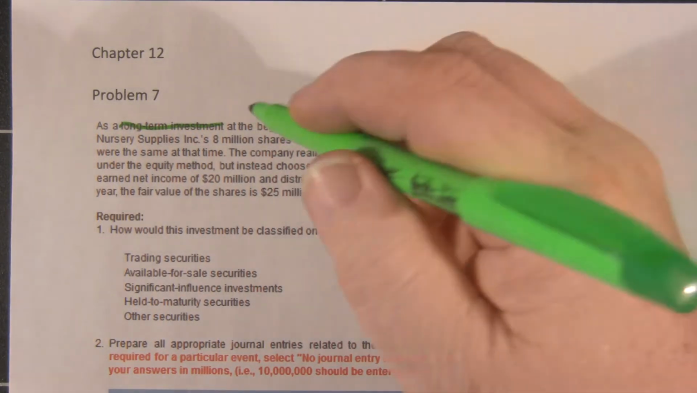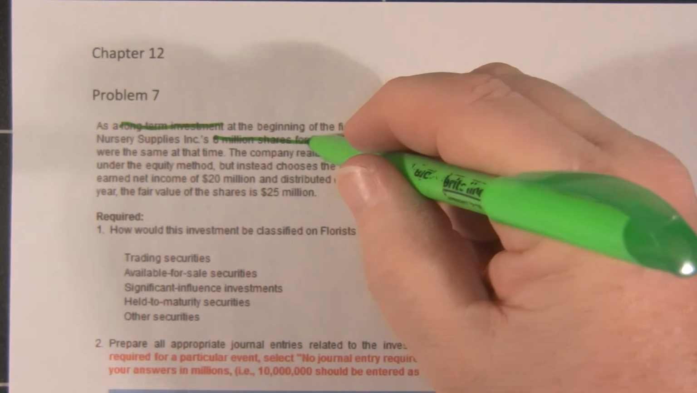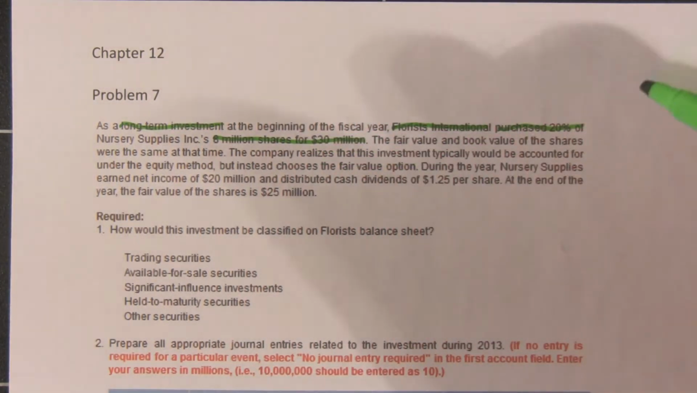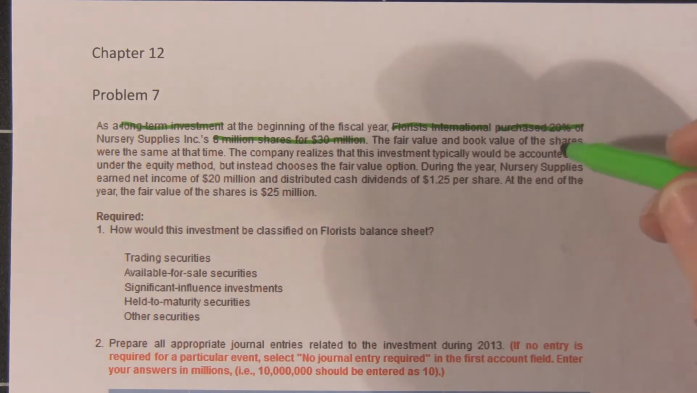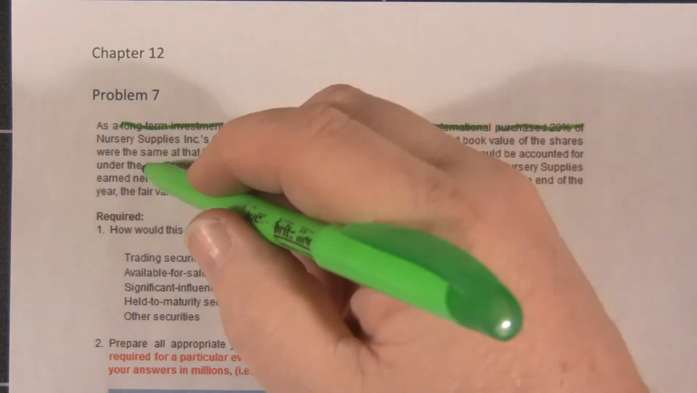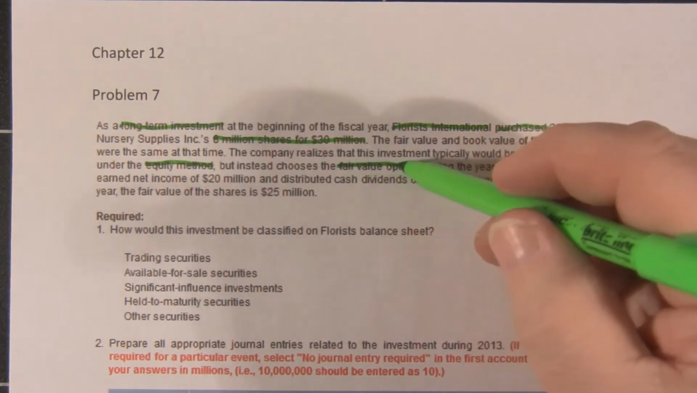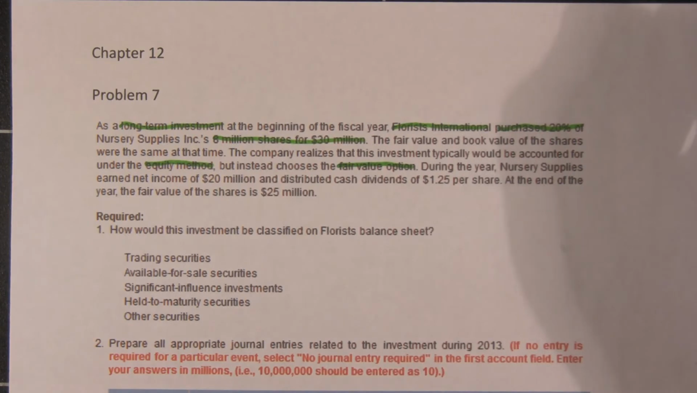They bought 8 million shares for $30 million. The fair value and the book value of the shares were the same, so we don't have any depreciation to worry about. The company realized that this investment typically would be accounted for under the equity method, which we talked about, but they've chosen to use the fair value method, and they're allowed to do that. They can opt to do that.